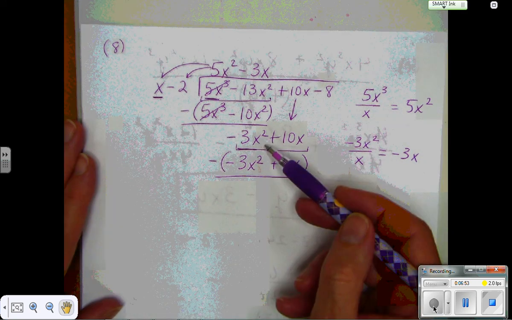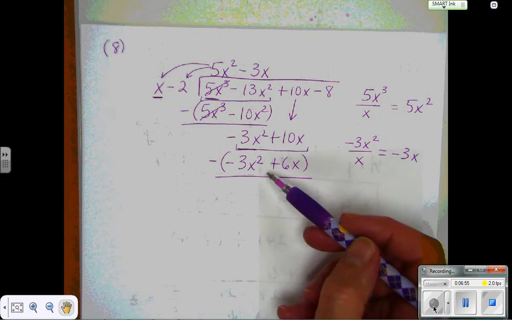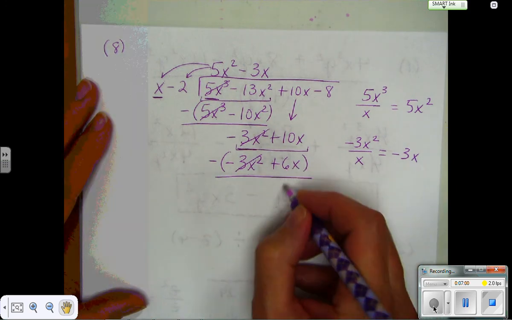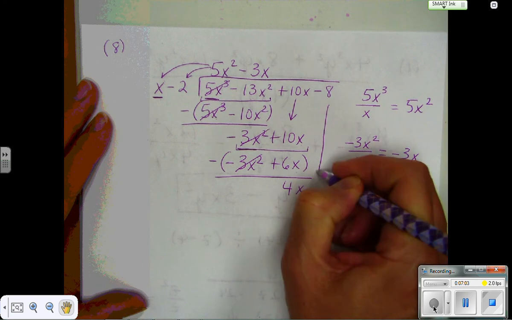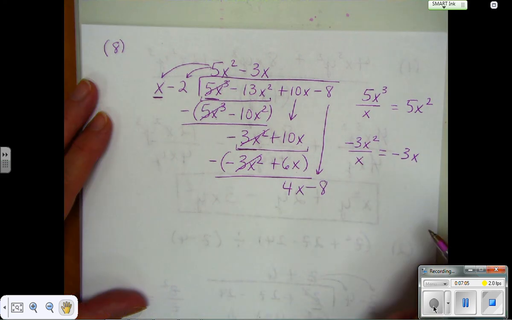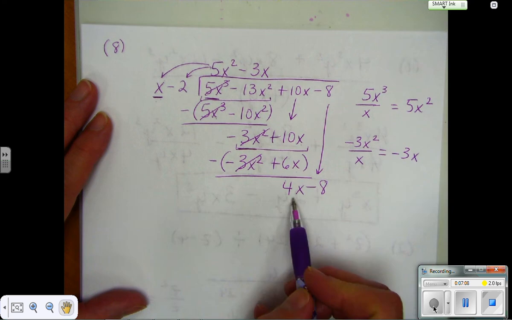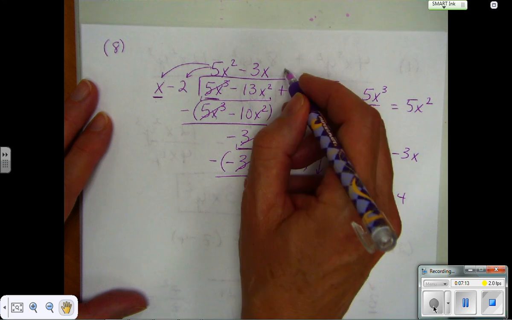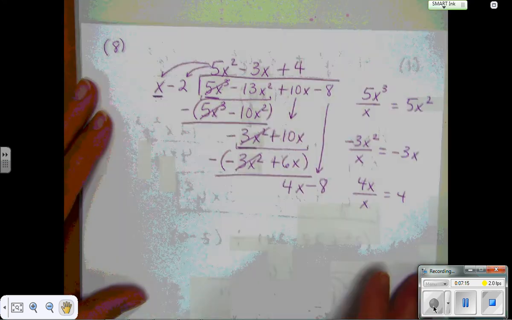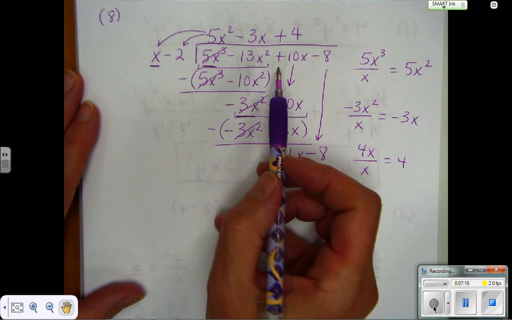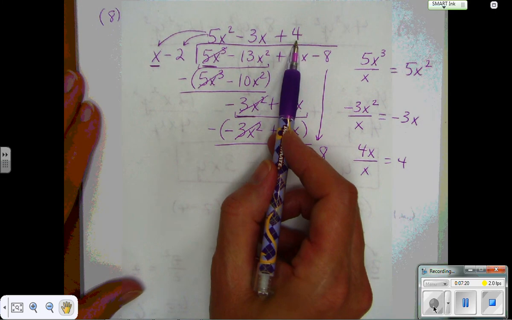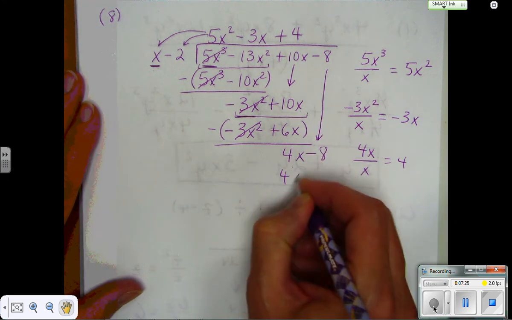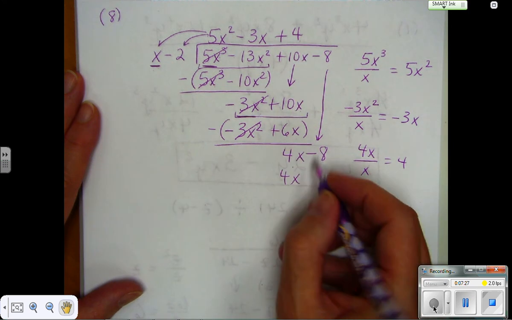So again, the first term adds to be a 0, which is the way that it always should be. 10x minus 6x is 4x, and I'm going to bring down the next term, minus 8. And let's do it all over again. So x goes into 4x 4 times. So I have a plus 4 that I put above the division bar, and I'm going to multiply that back through the binomial outside here. So 4 times x is 4x, and 4 times negative 2 is negative 8.